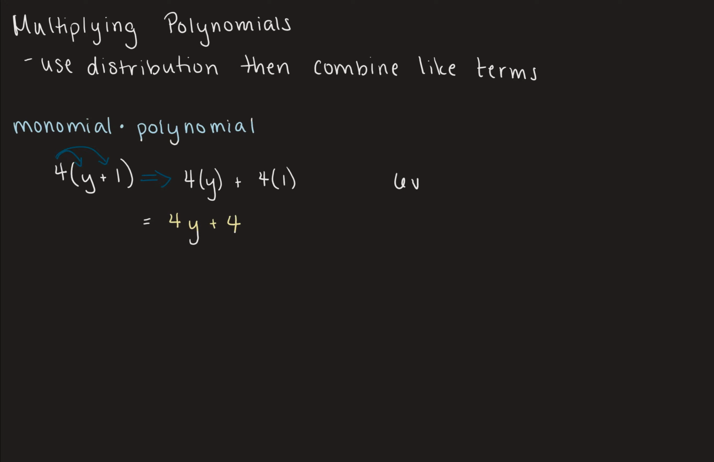Let's say we have 6v times 2v plus 3. We're going to distribute that 6v to each term within our parentheses. So we have 6v times 2v and 6v times 3, and we get 12v squared plus 18v.